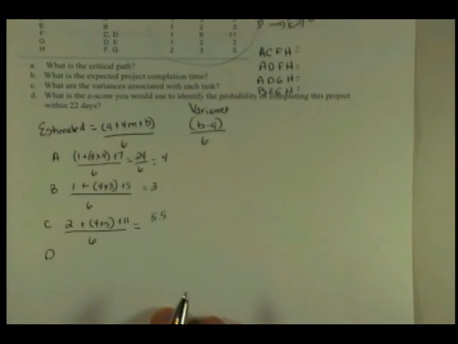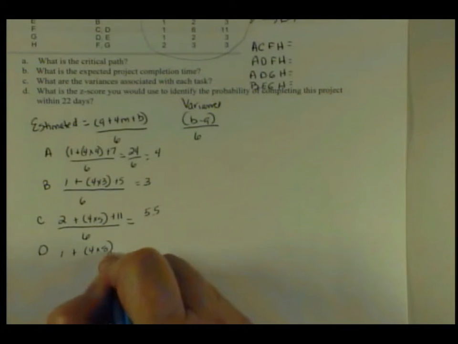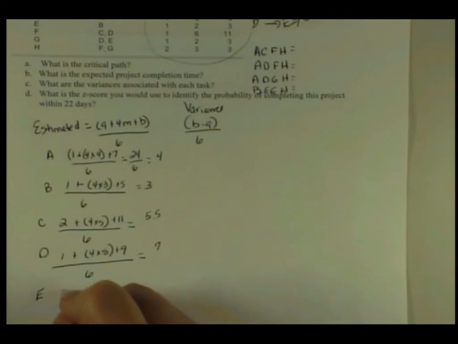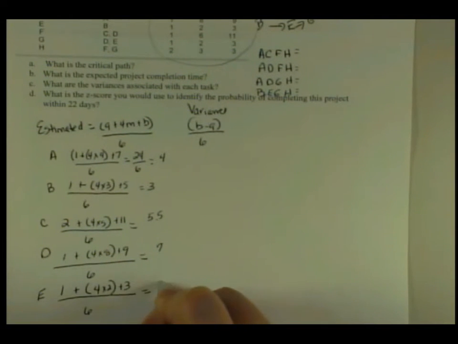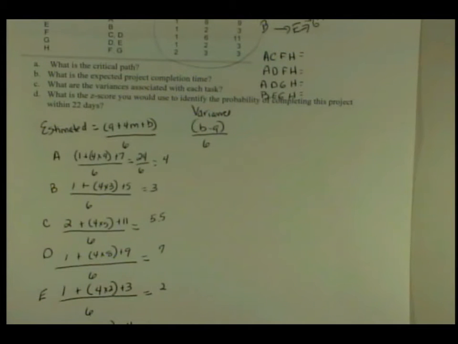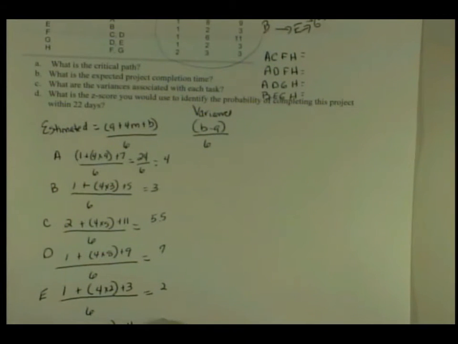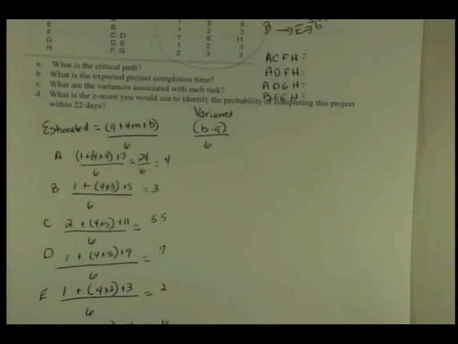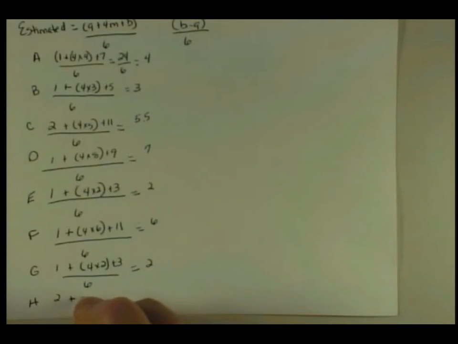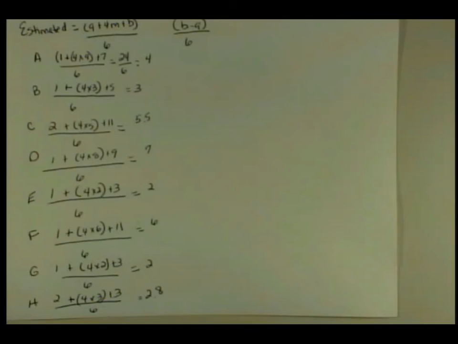For task D, it's 1 plus 4 times 8 plus 9 divided by 6. It's going to be 7. For task E, it's 1 plus 4 times 2 plus 3 divided by 6, which is 2. For task F, it's 1 plus 4 times 6 plus 11 divided by 6, which is 6. For task G, 1 plus 4 times 2 plus 3 divided by 6 is 2. And for task H, 2 plus 4 times 3 plus 3 divided by 6 is 2.8.